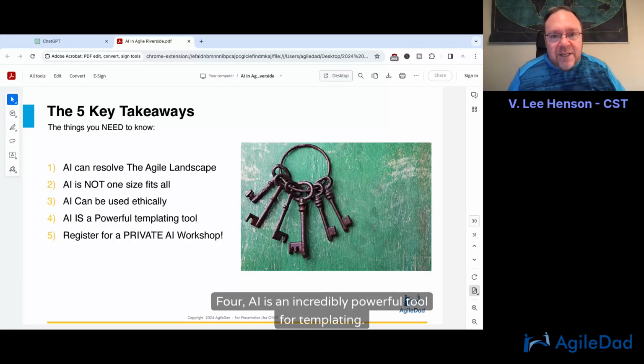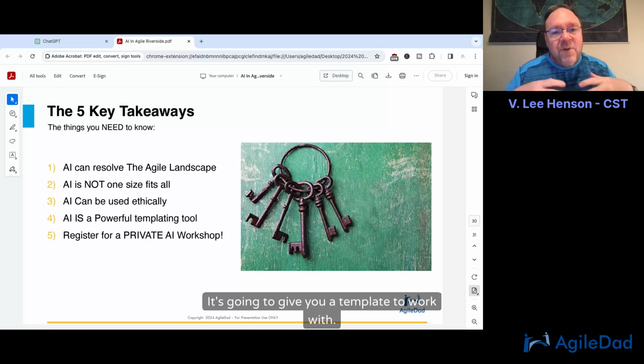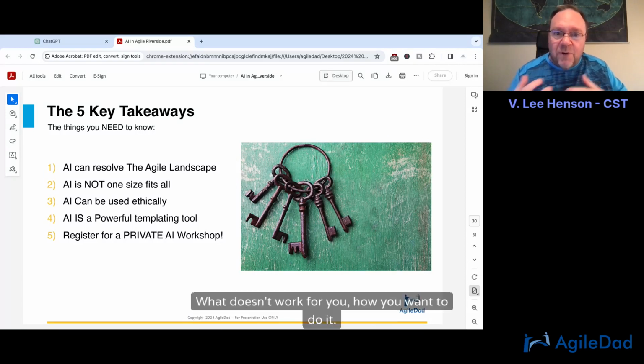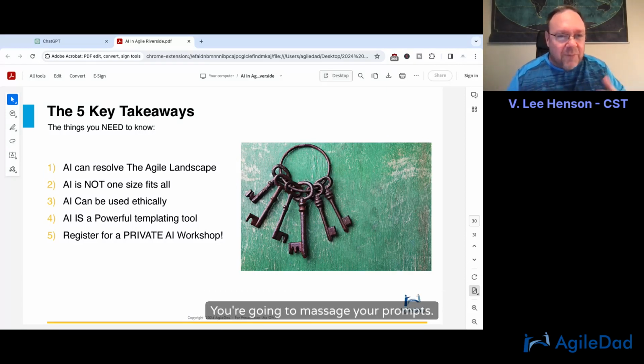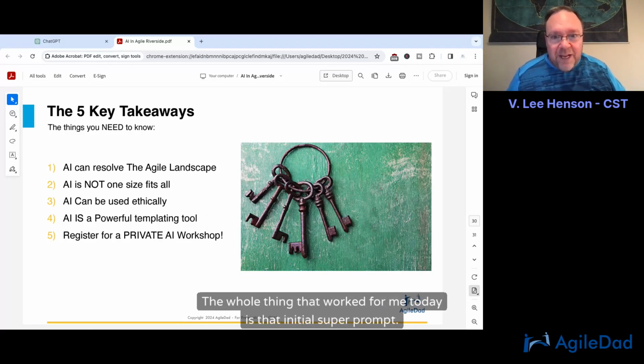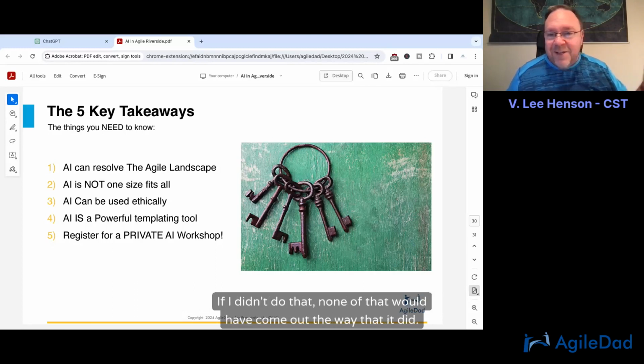4, AI is an incredibly powerful tool for templating. It's going to give you a template to work with. You're going to have to experiment with these templates and figure out what works for you, what doesn't work for you, how you want to do it. You're going to have to massage your prompts. There's a lot of things you need to do to get AI to do what I just did today. The whole thing that worked for me today is that initial super prompt. If I didn't do that, none of that would have come out the way that it did, right?